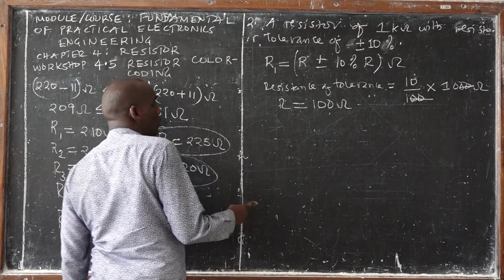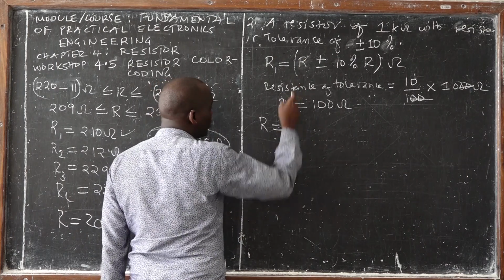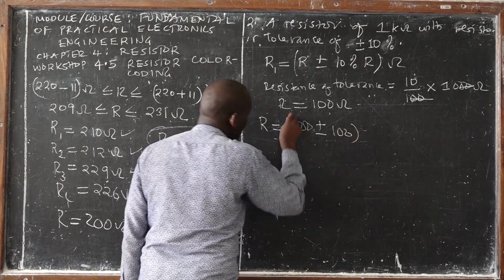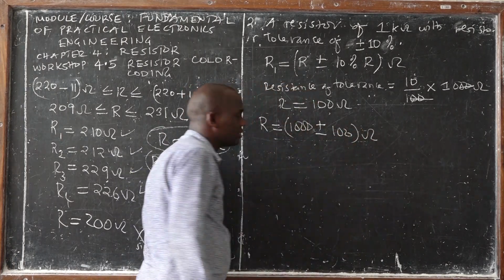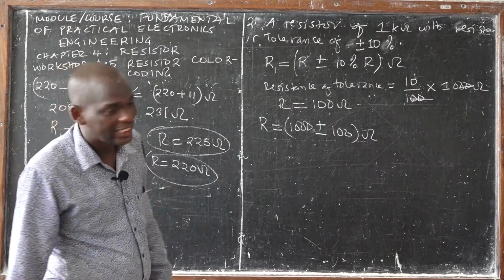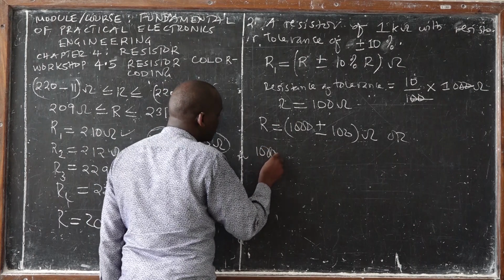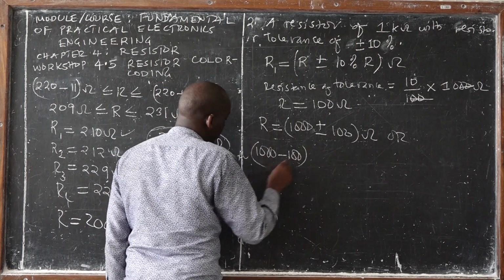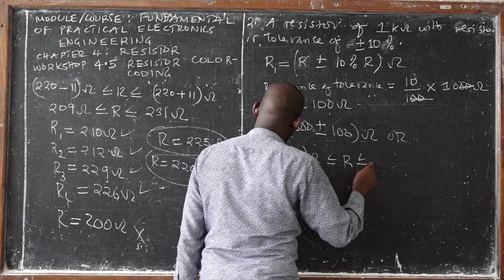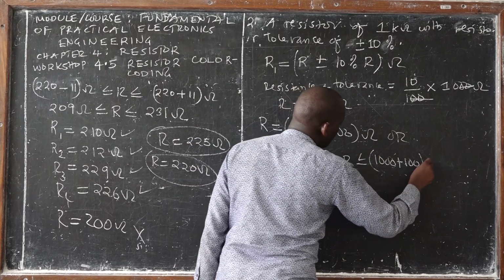How can we write? Look, stop writing. So this means the resistance of this resistor we can write as R is 1,000 ohm plus or minus 100 ohm. It means that the tolerable error of this resistor is 100 ohm. Are we together? Or in other words, we can also write this as 1,000 minus 100 ohm less than or equal to R, less than or equal to 1,000 plus 100 ohm.